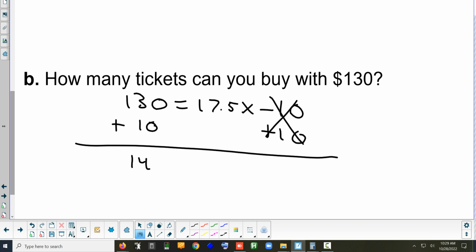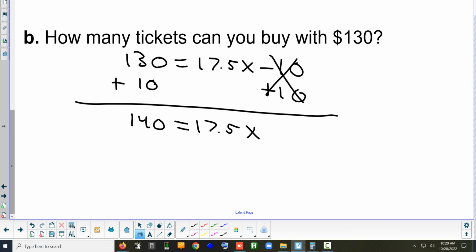140. Anything else? Equals 17.5x. Good. Equals 17.5x. And what about my last step? Divide both sides by 17.5. Now, I'm going to need my calculator to do that. I don't know what that's going to come out to.